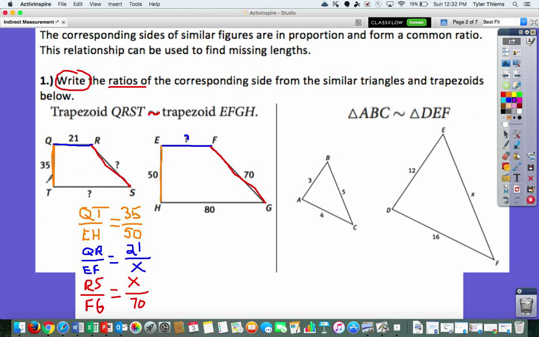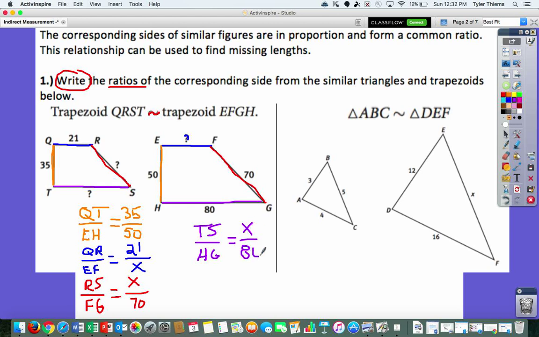All right, and then finally, TS corresponds to HG. I ran out of room here, but you can do TS over HG. And then we know that that's going to be X over 80.